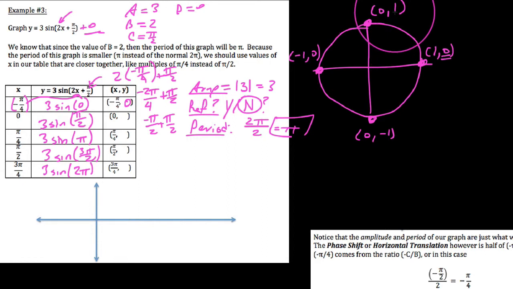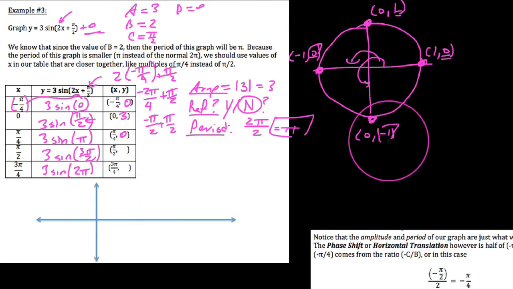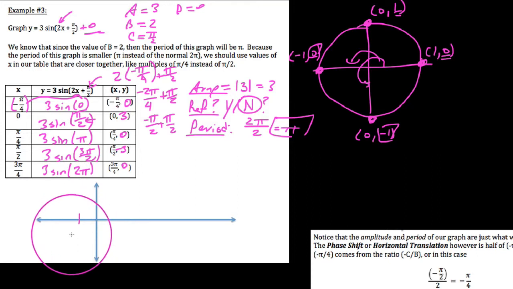And we say sine at pi halves, which is right here, is 1, but we take that times 3, you get an output of 3. And then sine at pi is 0, times 3 is 0. Then sine at 3 pi halves, which is down here, is negative 1. So negative 1 times 3 is negative 3. Then back to 0. So what's different about this graph is that we start at negative pi fourths.